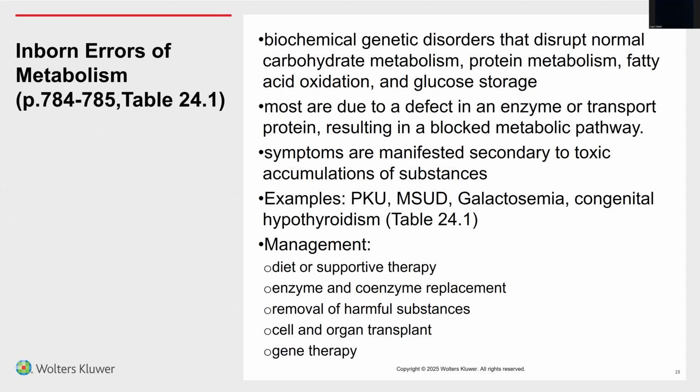Inborn errors of metabolism are biochemical genetic disorders that disrupt normal carbohydrate metabolism, protein metabolism, fatty acid oxidation, and glucose storage. Most are due to a defect in an enzyme or a transport protein, and that results in a blocked metabolic pathway. Symptoms are manifested secondary to toxic accumulation of the substances within the neonate's system.